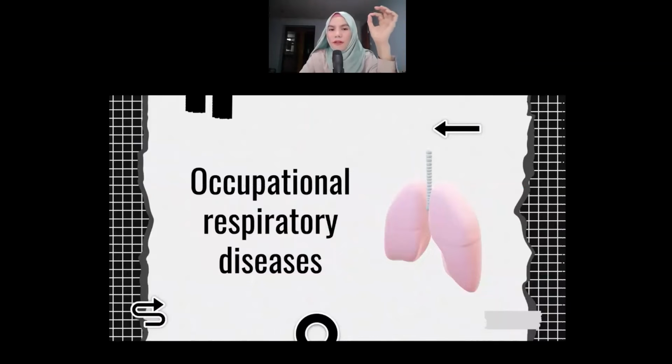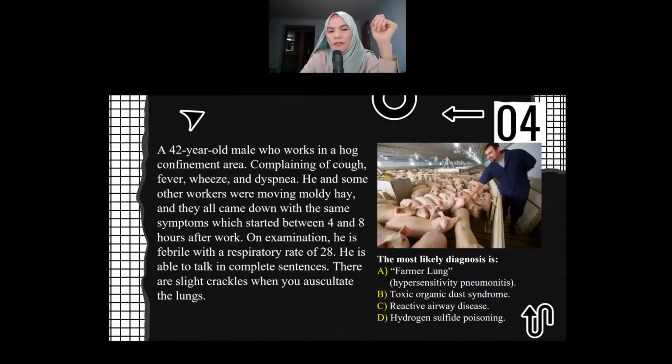Okay, and the third part is occupational respiratory diseases. Question number 4. A 52-year-old male who works in a hog confinement area complains of cough, fever, wheeze, and dyspnea. He and some other workers were moving moldy hay, and they all came down with the same symptoms, starting between 4 to 8 hours after work. On examination, his respiratory rate is 28. He is able to talk in complete sentences. There are slight crackles when you auscultate the lung.